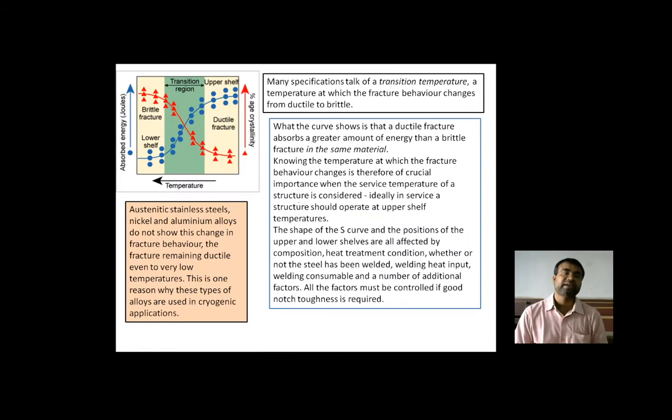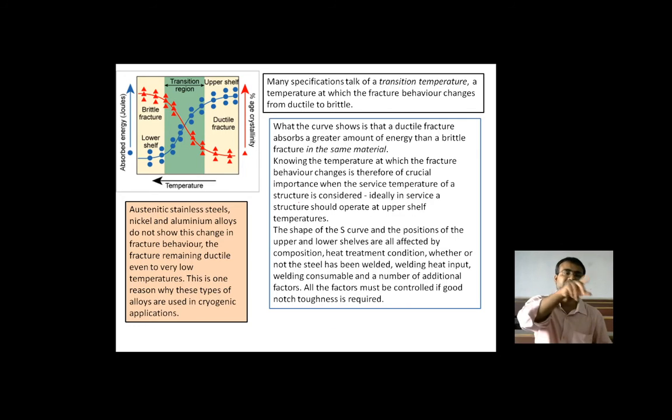So many specifications, as you can see in the figure, show the brittle and ductile nature of that particular material when the temperature is changed before the examination or the test. So many specifications talk of transition temperature, a temperature at which the fracture behavior changes from ductile to brittle. That happens with that particular titanium, and that is how this changing of the temperature shows the various fracture reactions of the material.